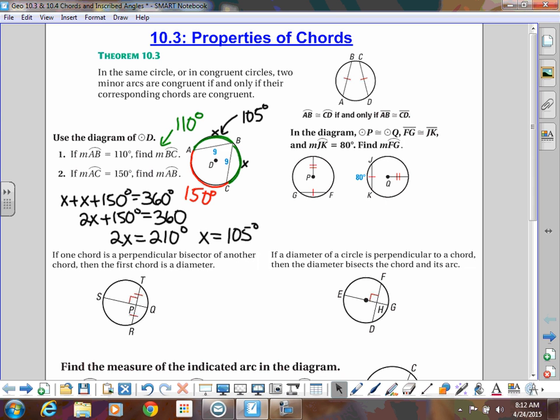Now over here in this example on the right, we are given two congruent circles. So what's important to note is that these circles, P and Q, are congruent, which just means that their radii are congruent. And then they also say that FG and JK are congruent. So if we know that JK is 80 degrees, then FG also has to be 80 degrees. So that's just an example of showing it in two different circles.